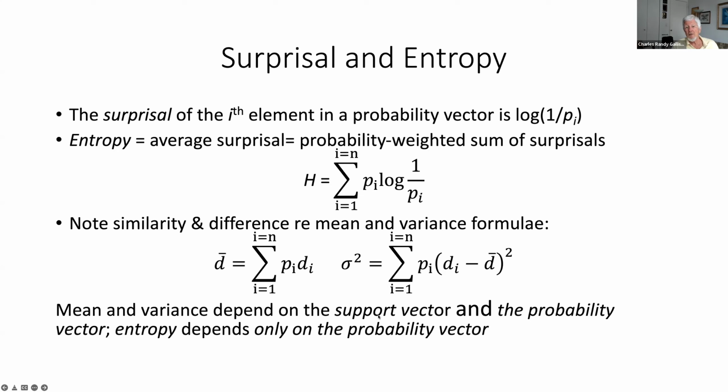The key thing here is to notice that these measures that we define on a distribution involve both the probability vector and the support vector when you're computing them, right? Whereas this one involves just the probability vector, okay? The support vector does not enter into the computation of the entropy, whereas it does for the mean and the variance.